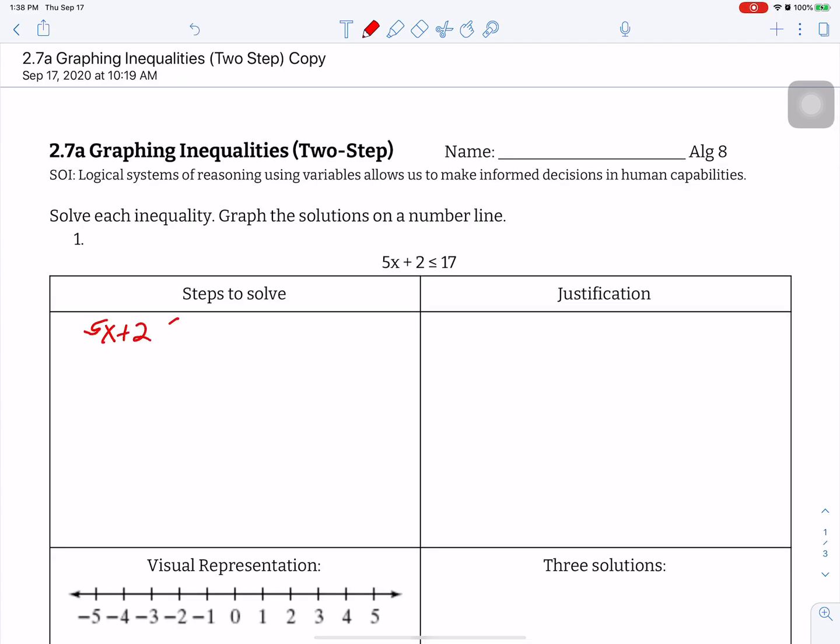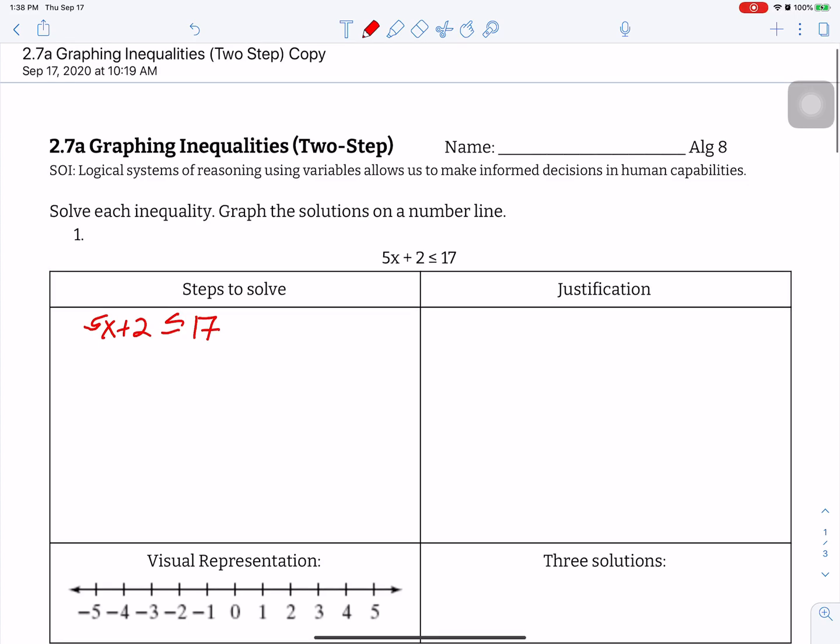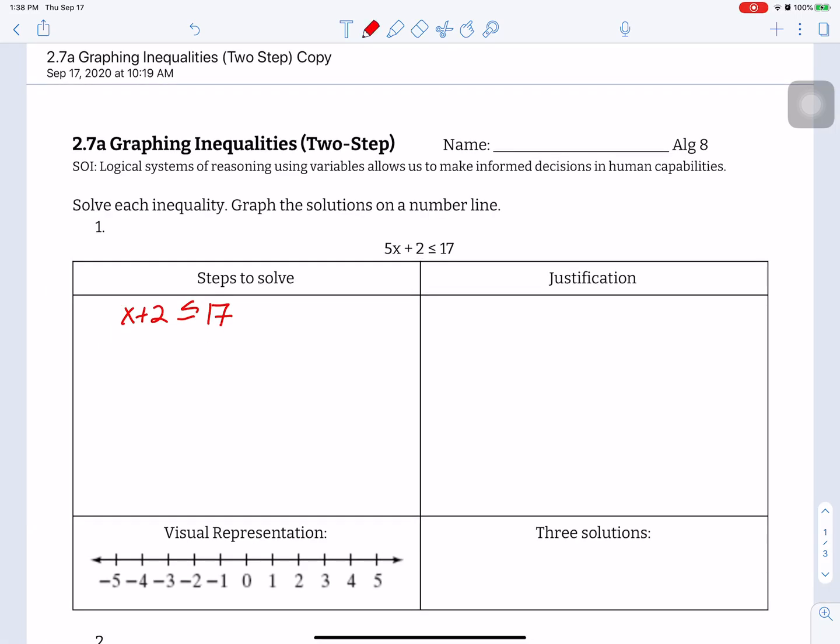5x plus 2 is less than or equal to 17. We're going to pretty much treat this as if it was an equation with an equal sign. And the only time we change that is if we're going to divide by a negative number. So we can still draw our line down, and we need to get x by itself. So we're kind of going back to what we were doing at the beginning of this unit.